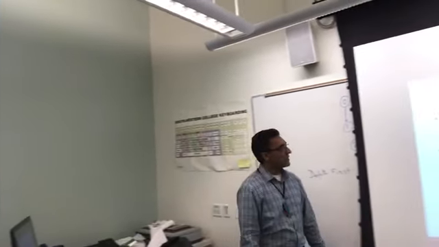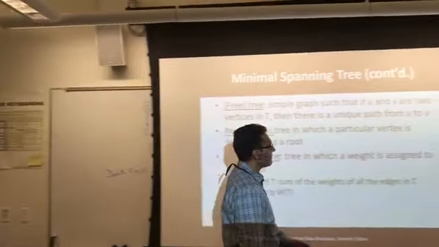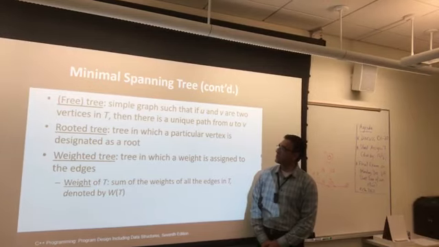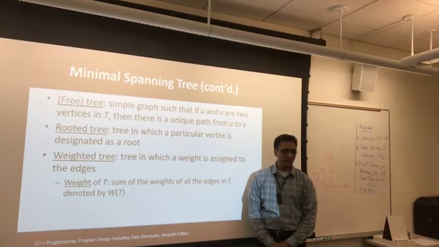All right, a simple graph such that if U and V are two vertices in graph T, then there is a unique path from U to V.